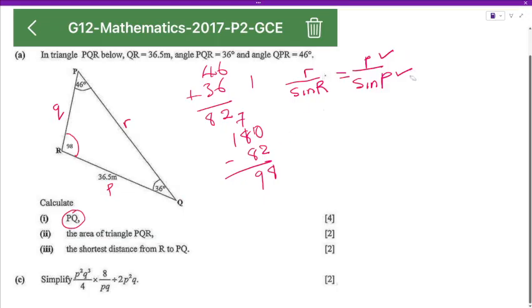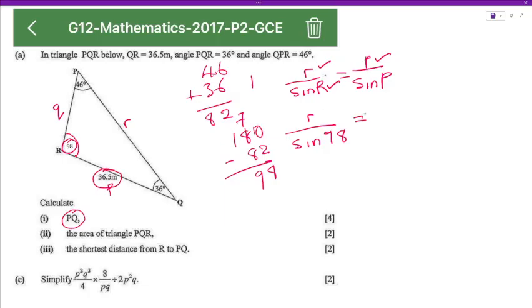Okay, so once we do that, we simply now start plugging in the values. We're trying to find R. So we're going to say R over sine, there's a capital here, meaning it's an angle. What is the angle at R? It is 98. So we're going to say sine 98, which is equal to, here there is a P, small letter, that's a side. What's the side at P? 36.5. So I'm going to say 36.5 over sine, that's a capital letter P. You go to angle P there, it is 46. So I'm going to put 46 there.